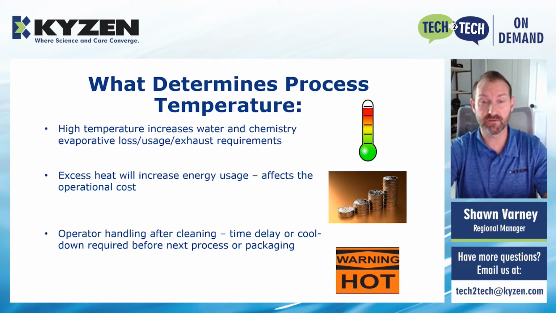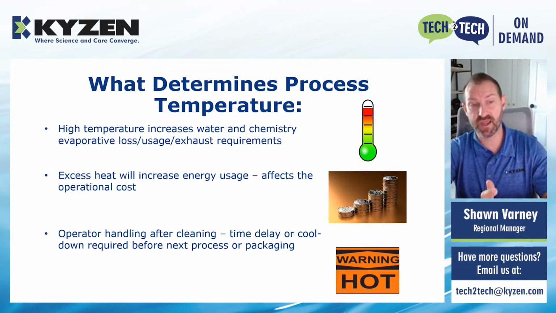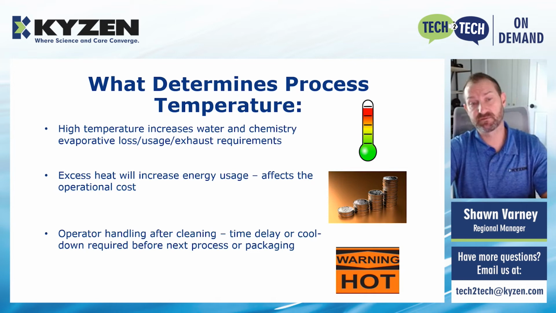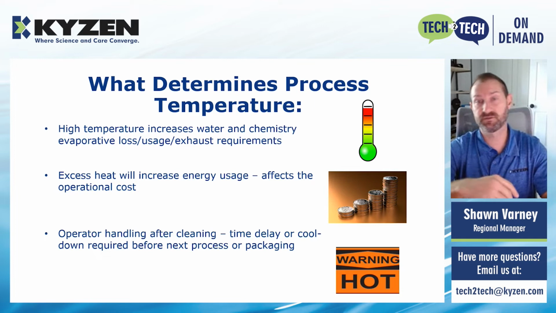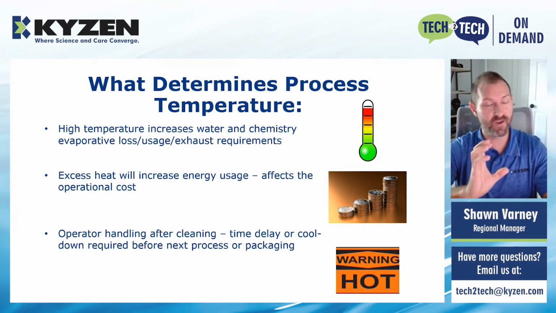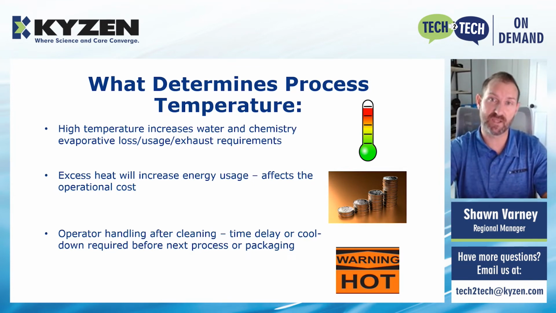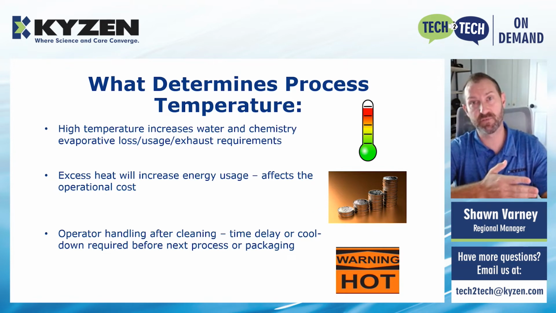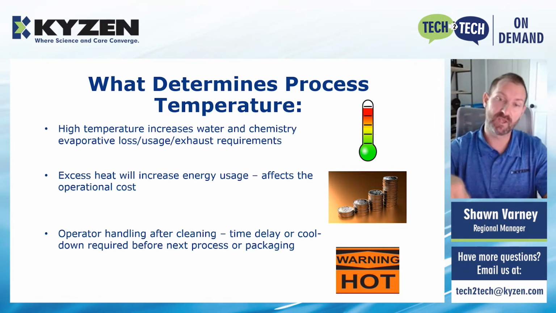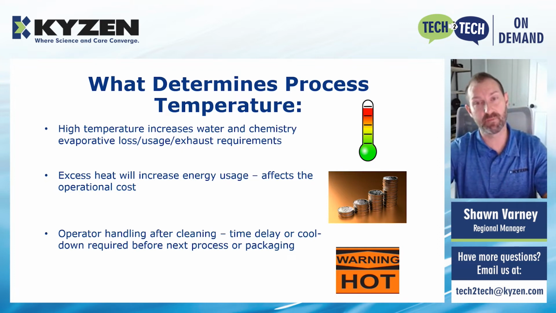Operational handling after cleaning: there may be a time delay to let it cool down, required for the next process or packaging. So let's say that you increase the temperature on that wash, and you get it through that cabinet sprayer or that conveyor washer a little faster, but it's so hot when it comes out, it needs a cool down time. So you might have saved 2 or 3 minutes on that side, but when you get it out, the operator can't pick it up and use it or move it to the next area. That might add more time there. So watch how the temperature of one process might affect the next.